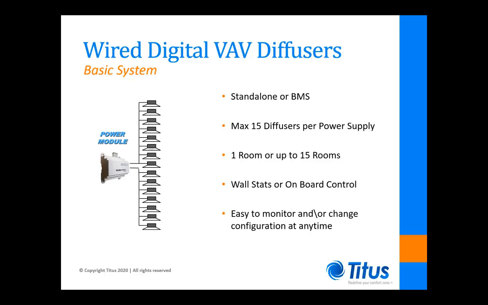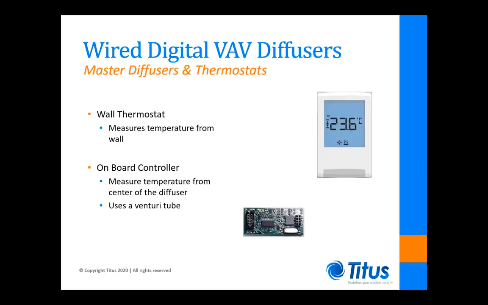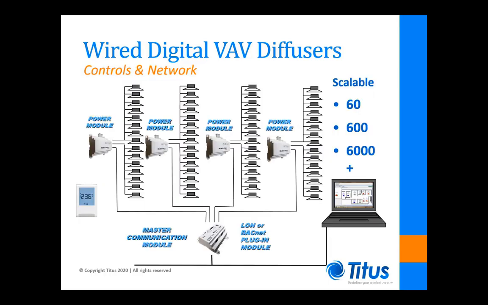The master and zone droning can then be configured using the setup software loaded on the laptop. A master diffuser is always connected to a wall thermostat or the onboard temperature controller, which utilizes a room temperature sensor in the center of the diffuser. This system is easily scalable for any size of building. Multiple power modules must be used when the diffuser quantities exceed 15.